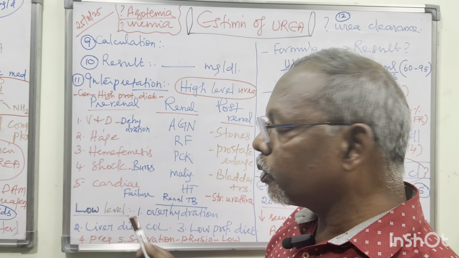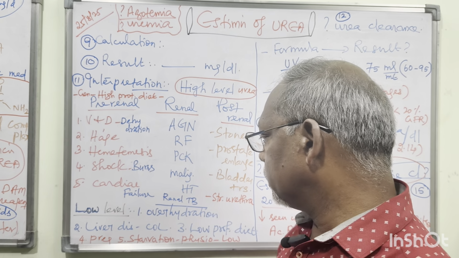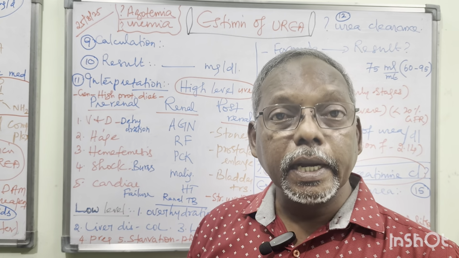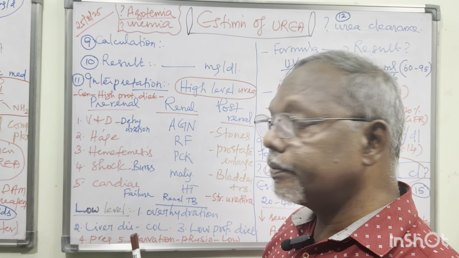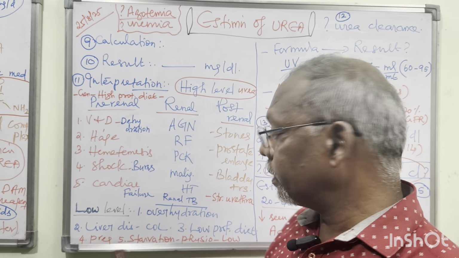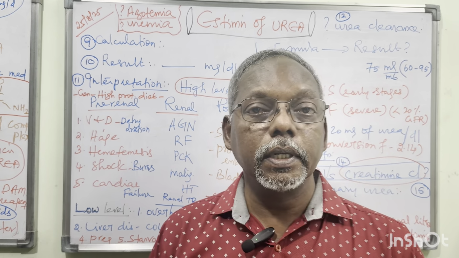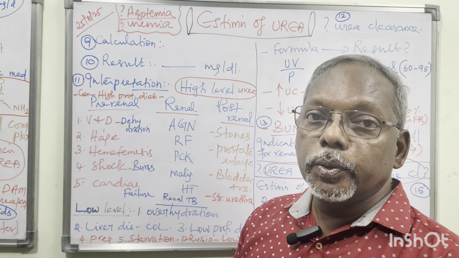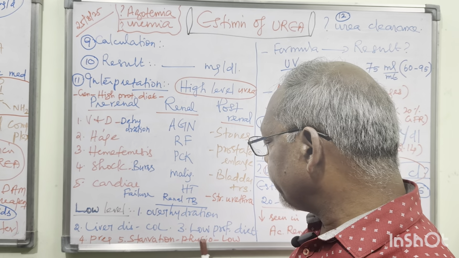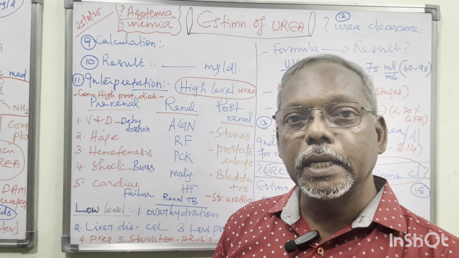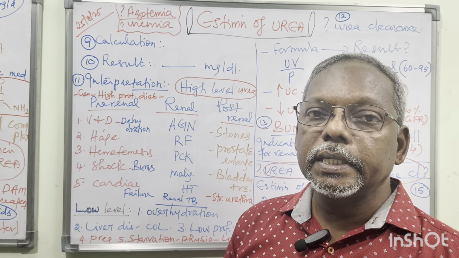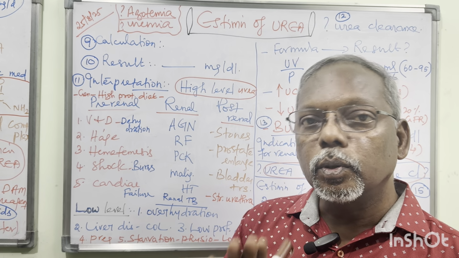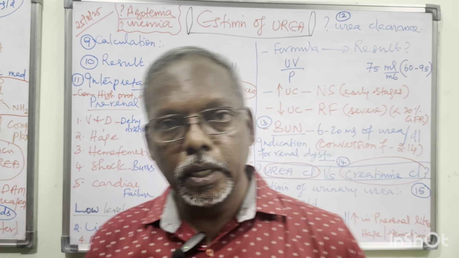Next is where you will get low urea levels. First one is overhydration. Second is liver diseases like cirrhosis of the liver. Third one is a low protein diet. These are all the conditions which produce a low urea level. Whereas we have two physiological conditions: normally, in pregnancy and starvation, people will have a low level of urea.